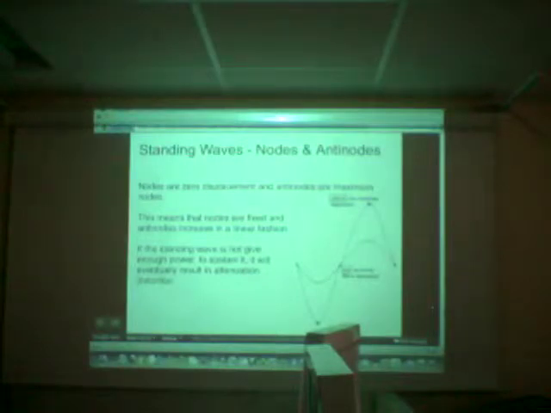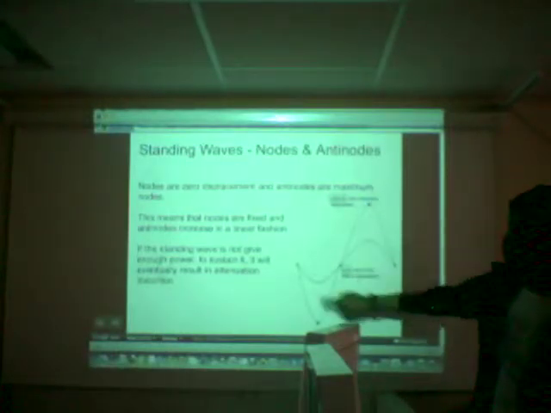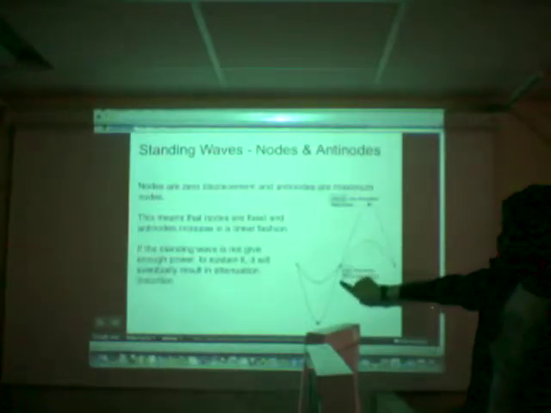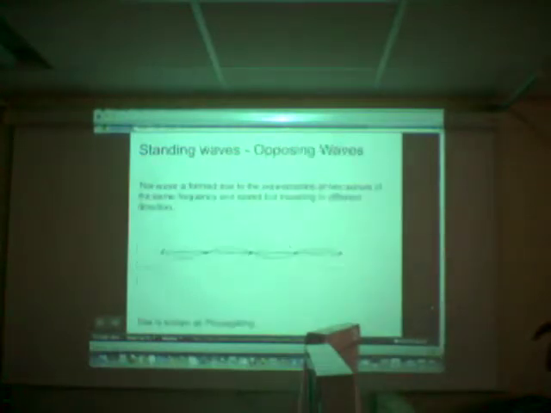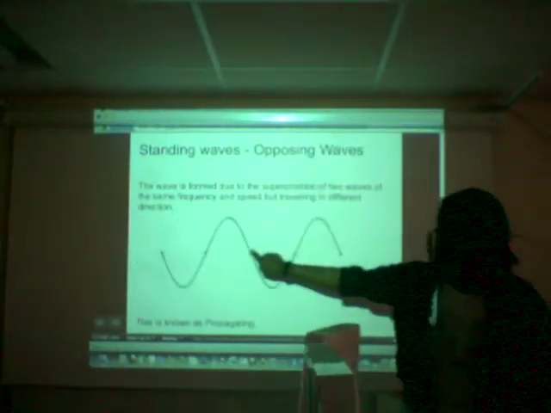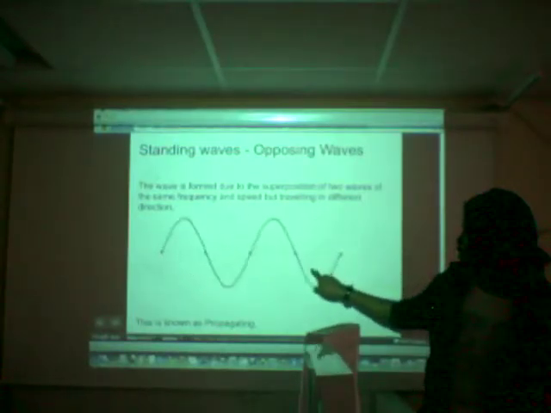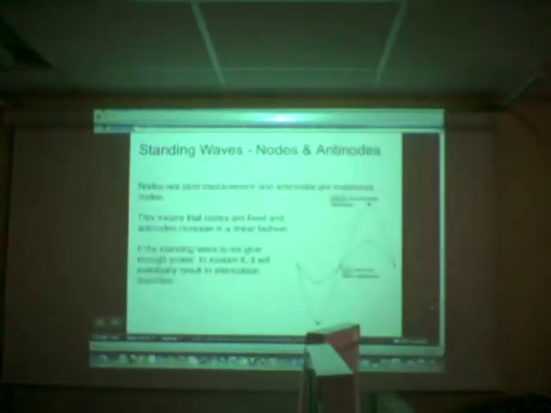Nodes and antinodes. Nodes are zero displacement and antinodes are maximum displacement. So the antinode is the maximum displacement in the standing wave, and the nodes are the points which don't move in a standing wave. So if we go back, these points here in the standing wave are the nodes. These points that keep moving are the antinodes. These ones that keep changing.